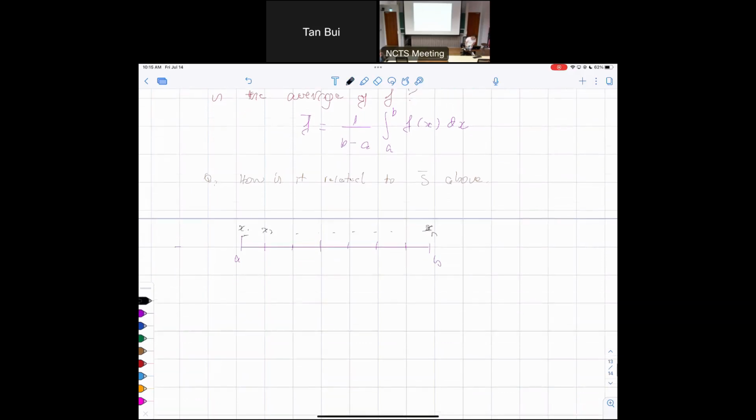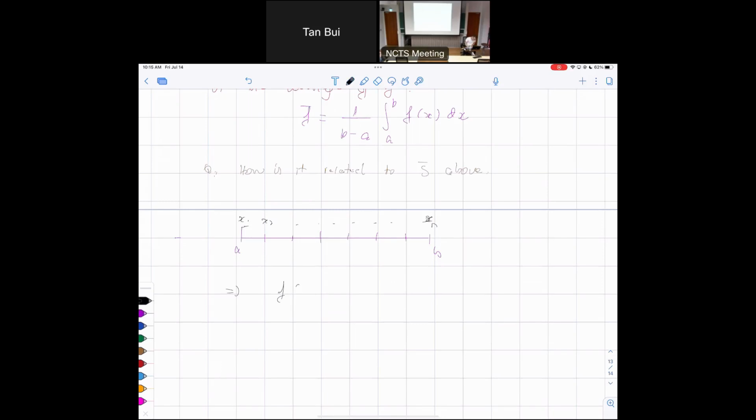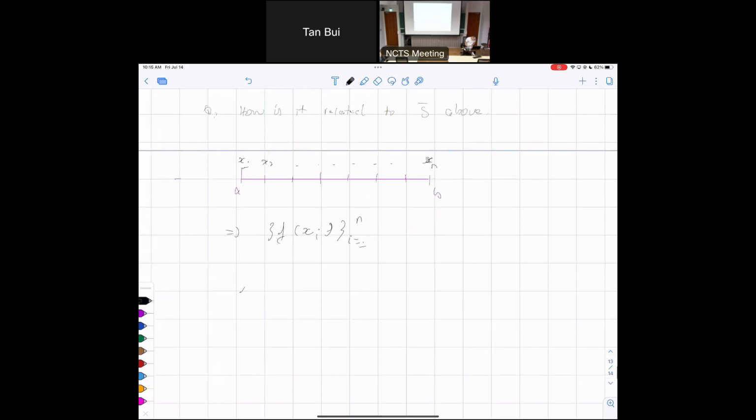Okay, so of course we can form a sequence of xi, f(xi), i from 1 to n. Of course, the average of f would be the summation. If we use the elementary definition of average, at least we can do this. So we just use the standard average definition.